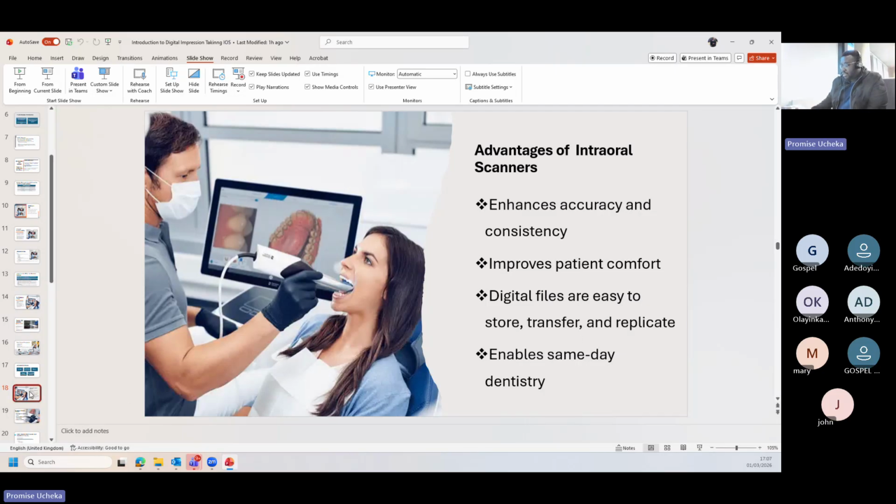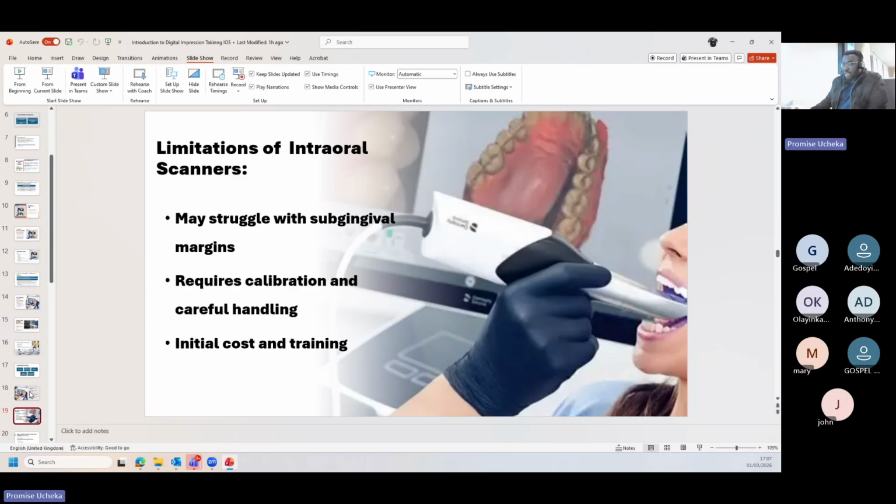There are other advantages that you can think of if we had time to look into those, but there are a few limitations with intraoral scanning. Especially when you start incorporating it or as you use it, you might begin to have some issues with gingival margins. It might be difficult, based on your level of skills and techniques, to capture accurately the subgingival margins.